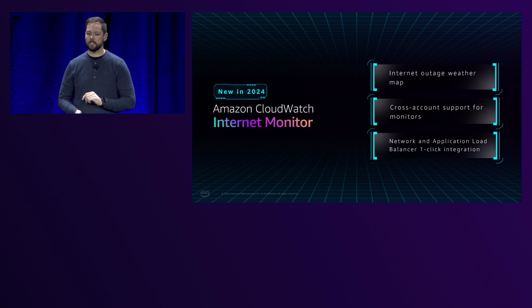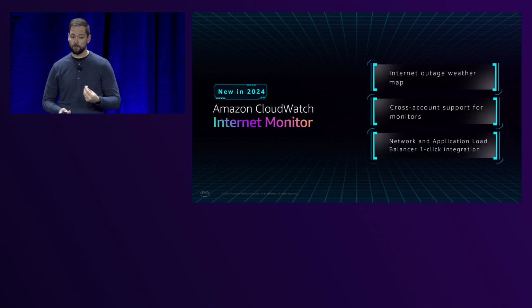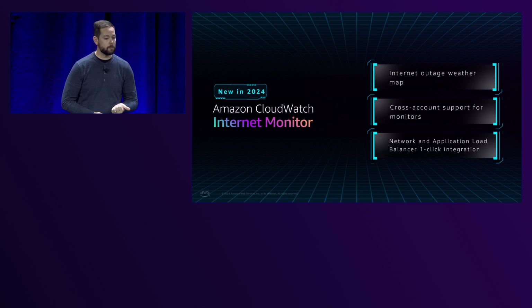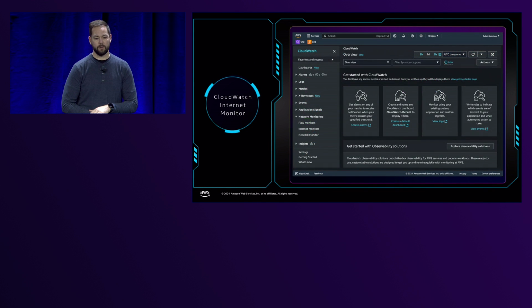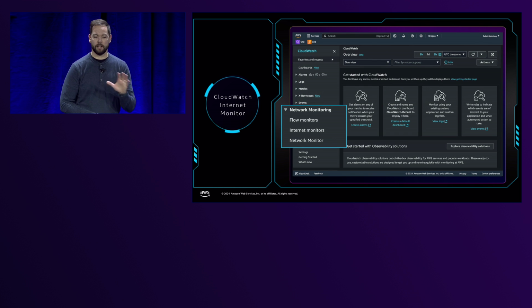We also have CloudWatch Internet Monitor. That was released, I think, about a year ago, but we've got a few new features here. So we've got an internet outage map, cross-account support, and we also have one-click integration for network load balancer and ALB. Now, just to give you a really quick preview of what that would look like, it's on the left-hand side here under CloudWatch. There's a new service there which we'll talk about in a second if we have time.